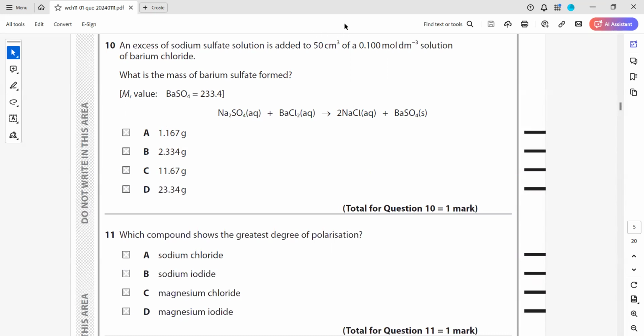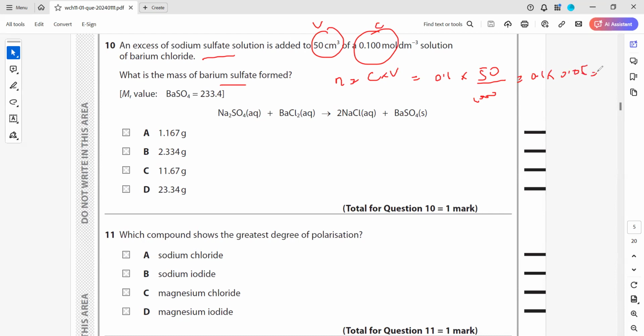In question 10, an excess of a sodium sulfate solution is added to 50 cm³ of 0.1 mol per dm³ solution of barium chloride. What is the mass of barium sulfate formed? So first, using the volume and the concentration, we'll work out the moles. Moles is concentration times volume. So 0.1 multiplied by 50 divided by 1000, so 0.1 multiplied by 0.05. So this will be 0.005. These are the moles of barium chloride.